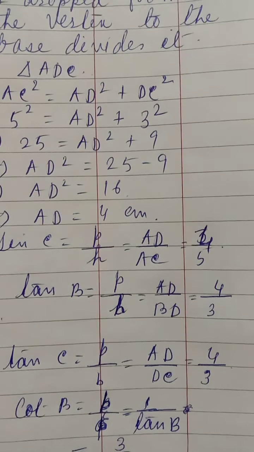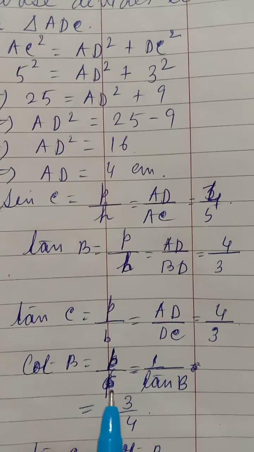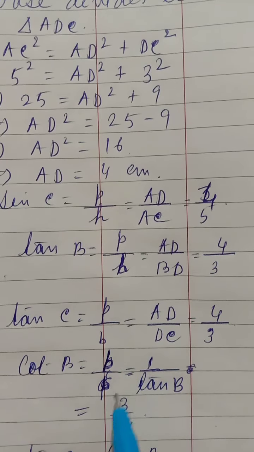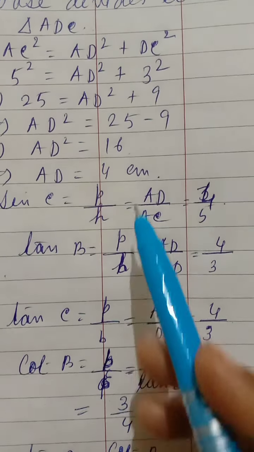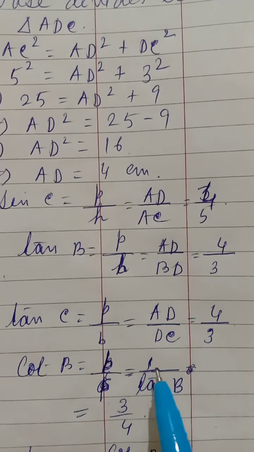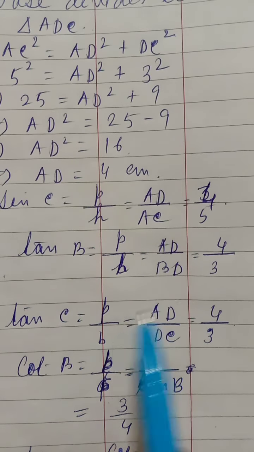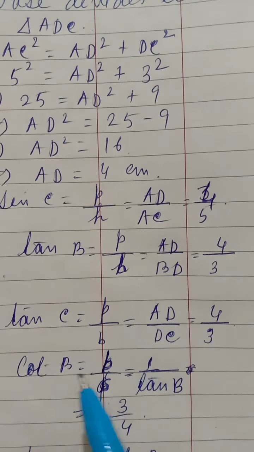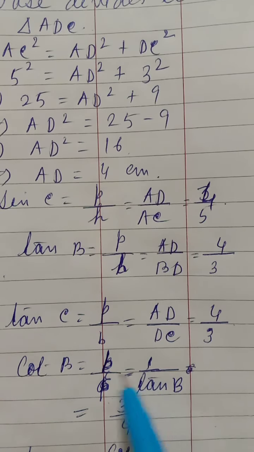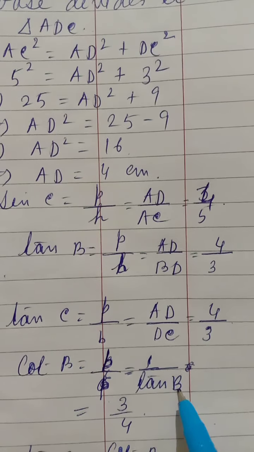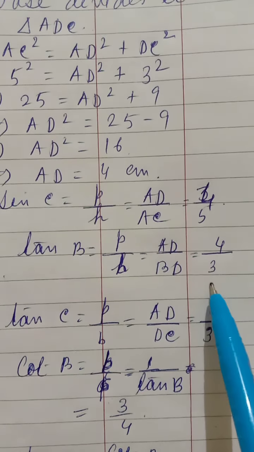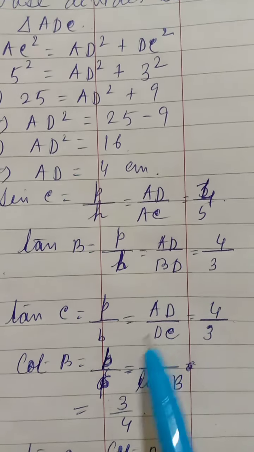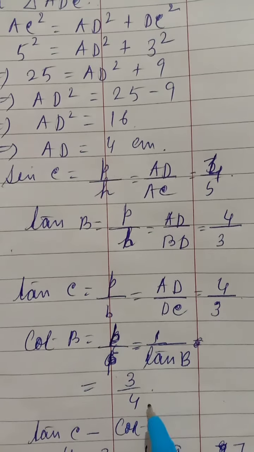And then we also have to find out cot B. So cot B, either you can find out by the formula base by perpendicular, or you can also find by reciprocal, because here the value of tan B you have. So cot is the reciprocal of tan. So cot B is equal to 1 by tan B. If tan B's value is 4 by 3, then 1 by tan will be just the reciprocal of it, means 3 by 4. So cot B will be equal to 3 by 4 here.